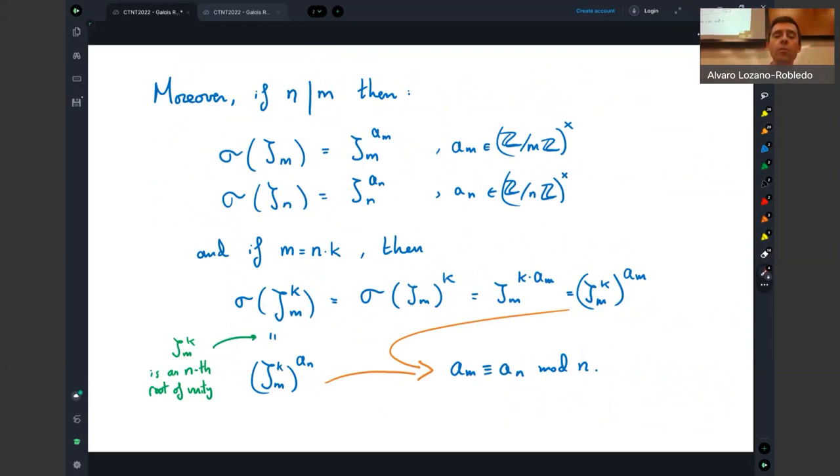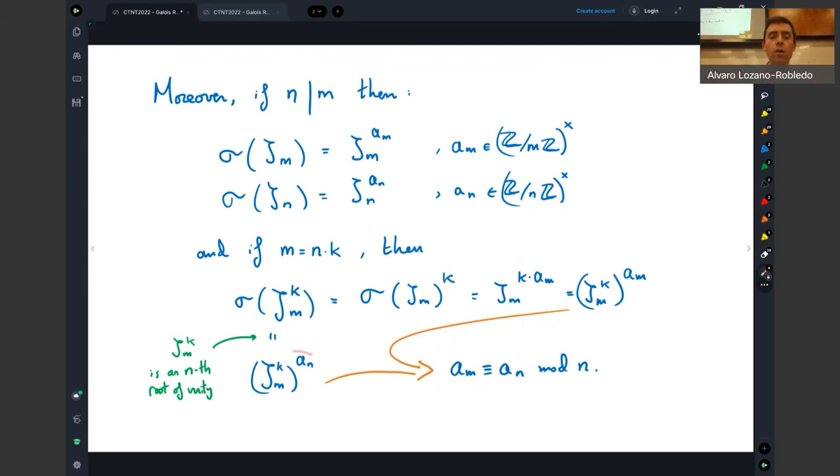In which way are they compatible? If I have two numbers such that n divides m, so m is some larger integer divisible by n, then my Galois element will send the nth root of unity to some power of itself. Now a_m is considered modulo m, a_n is considered modulo n. But if you look at what is sigma of the nth root of unity to the kth power, where k is the cofactor of n in m, well, this is an nth root of unity, so it acts by taking it to the a_n power, right? Because what I said before, it actually does not depend on what root of unity. It sends all the nth roots of unity to the a_n power. Okay, so it sends it here.